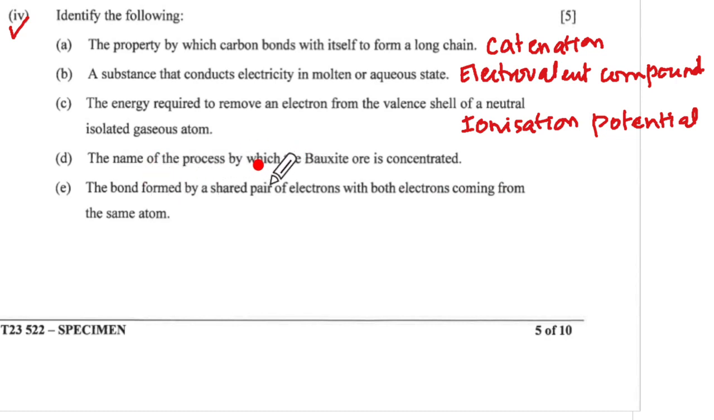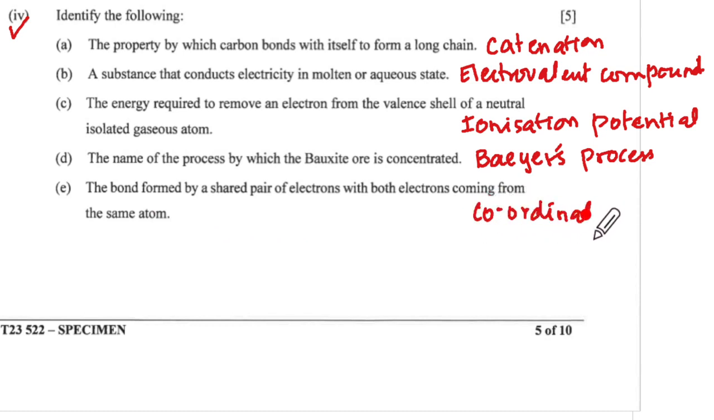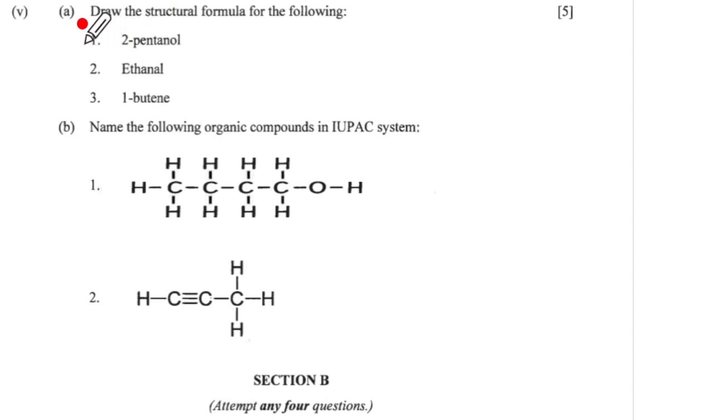The name of the process by which bauxite ore is concentrated. It is going to be the Baeyer process. Bond formed by the shared pair of electrons with both electrons coming from the same atom is coordinate covalent bond. So now we come to the fifth one. Draw the structural formula for the following: 2-pentanol.